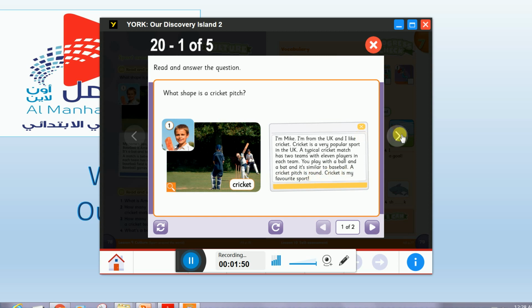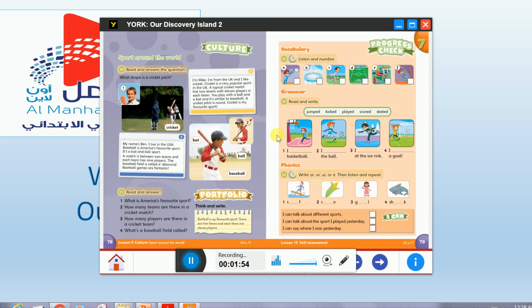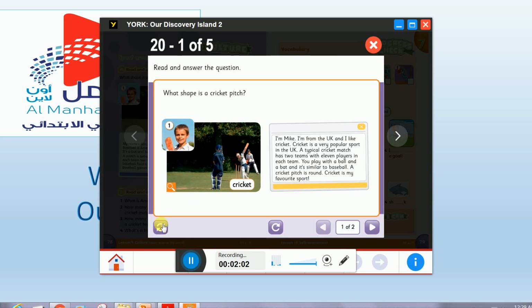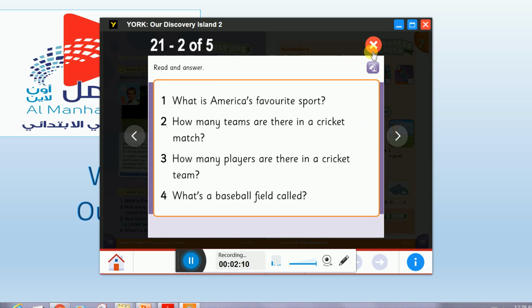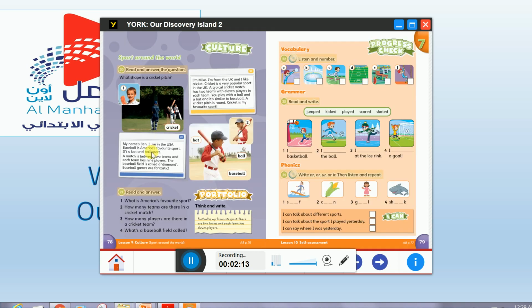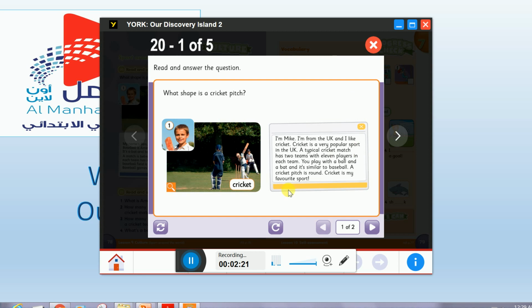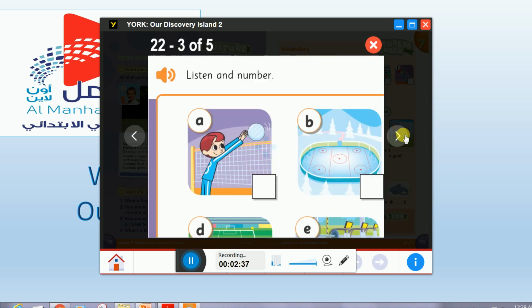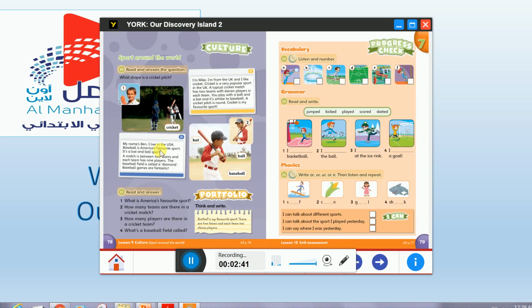Yes, we finished this passage, so we are going to another one, number two. Who can read number one?